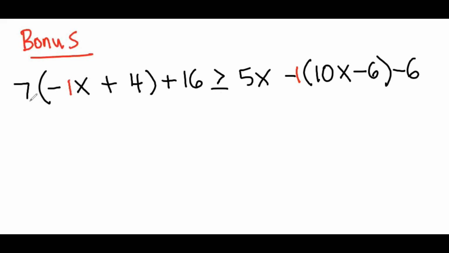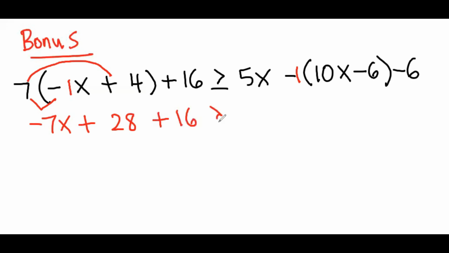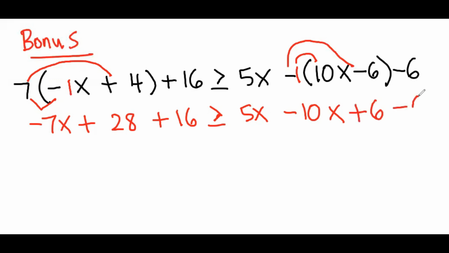Okay. So let's go ahead and do the first one. So 7 times negative 1x is going to be negative 7x. Then we have 7 times a positive 4, which is a positive 28. And then let's bring the rest of the items down. Plus 16 greater or equal than 5x. And then let's just do the distributive property here. Negative 1 times 10 is negative 10x. And then we take that same negative 1 and multiply it by negative 6, and that should be a positive 6. And then we have a negative 6 left over.